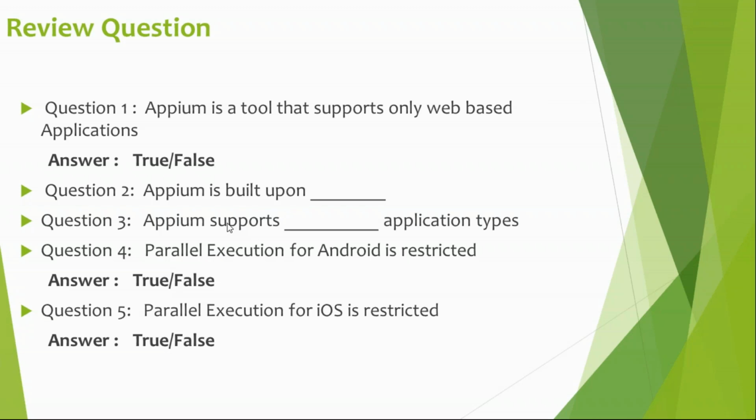But if you are using one Mac machine and trying to automate your iOS application, it is not possible for you to execute in parallel because it's a limitation in the iOS architecture itself. It's not a limitation with the APM tool, it's a limitation with iOS architecture. We will discuss that soon. Any queries?